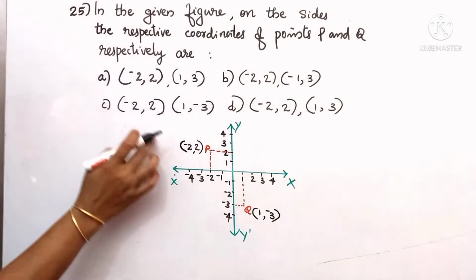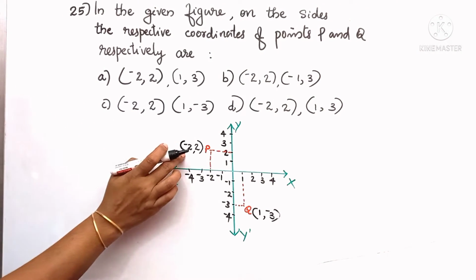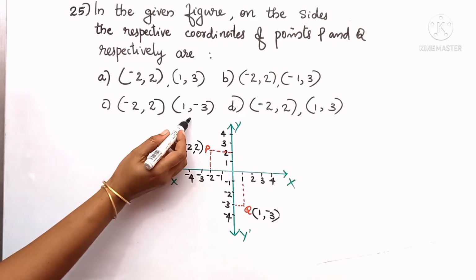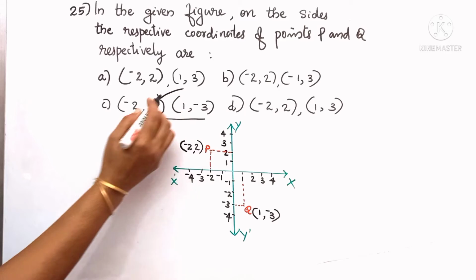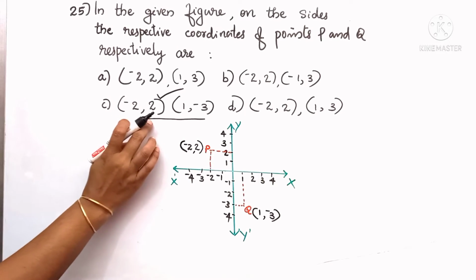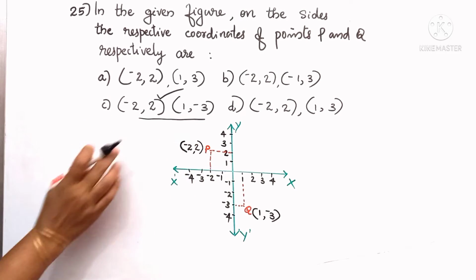So then look at the options given. Minus 2, 2. 1, minus 3. That is the third one, C. So our answer is C. Minus 2, 2, 1, minus 3. That is the answer.